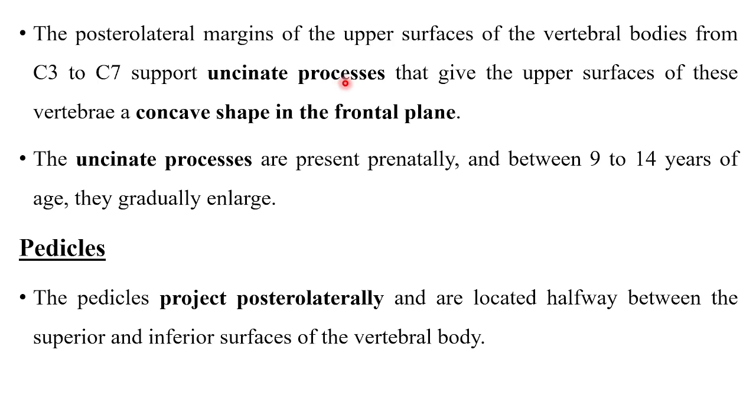The posterolateral margins of the upper surfaces of the vertebral bodies from C3 to C7 support the uncinate process that gives the upper surface of these vertebrae a concave shape in the frontal plane. So this is one of the unique features of your cervical spine, and this process is known as the uncinate process. So in the frontal plane, you can see this particular cervical vertebra in a concave shape.